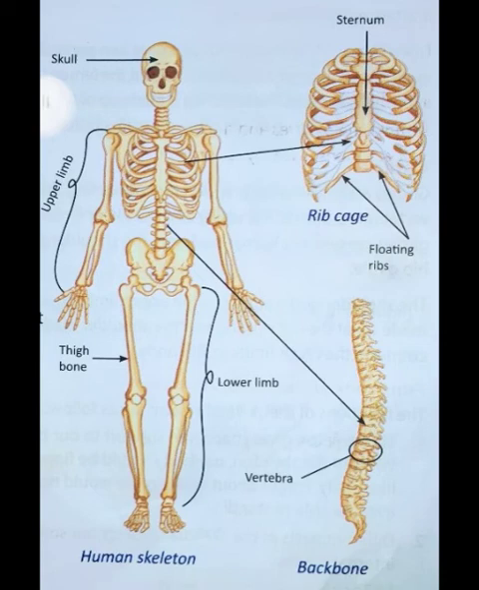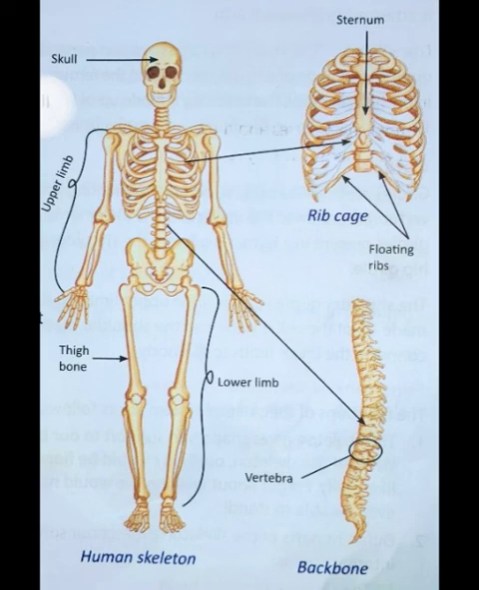It holds the ribs from the front. The sternum holds the ribs from the front. The ribs are also attached to the backbone at the back. However, the last two pairs of ribs are not attached to the sternum and so are called floating ribs. You can feel your ribs by running your fingers across the chest.